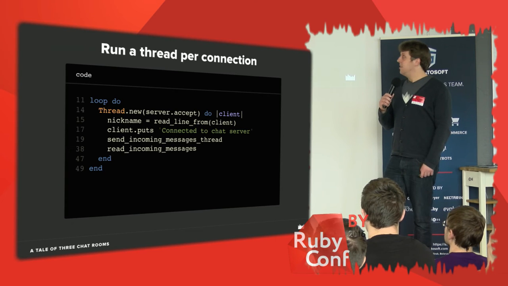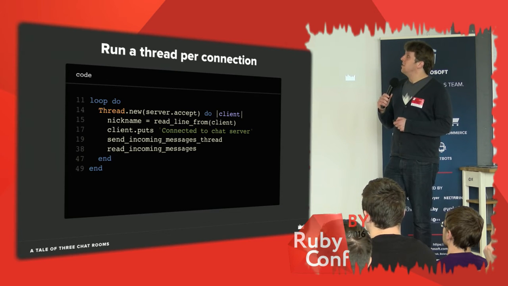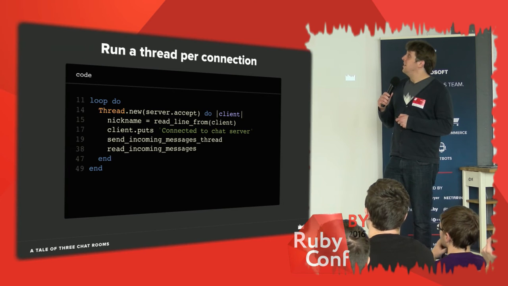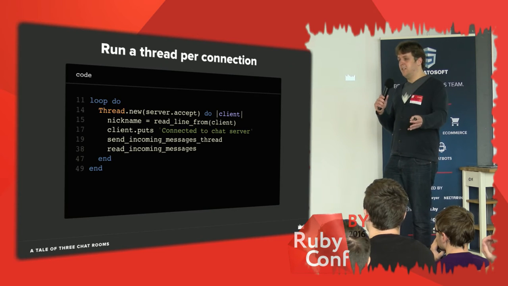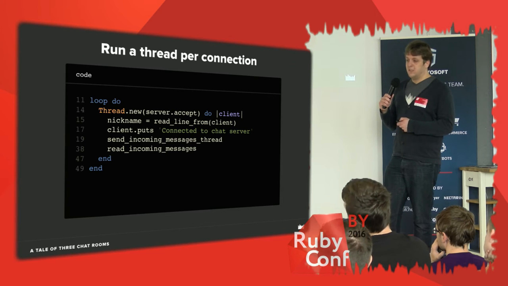And then we have a similar approach, but using threads. So that's the same loop. In this loop, we're still trying to accept the connection from the server. And whenever you accept the connection, we spawn a new thread. Again, the nickname is read from that thread. And then we run another thread that just sends incoming messages back to the client. We will see that on the next slide. And then we run another loop that's reading them from the client.